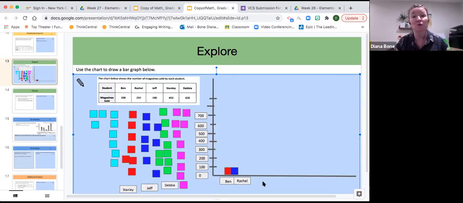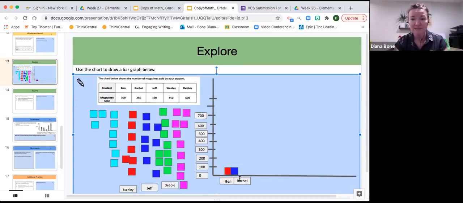So make sure when you do your graph today that you are really careful about your organization. Because what ends up happening when you make a graph and it's not organized, all the bars or pictures or whatever kind of graph you're making start to run together. And then at the end, you're like, I don't know how to read this graph. I don't know how to read this data.